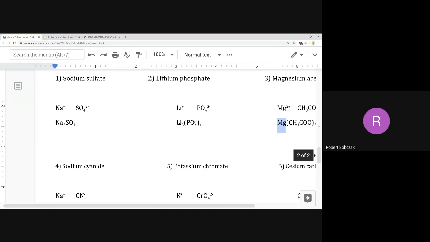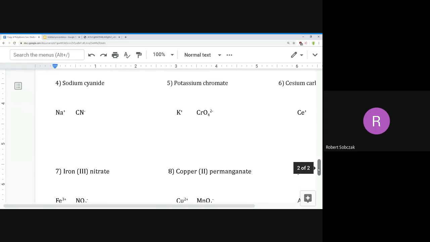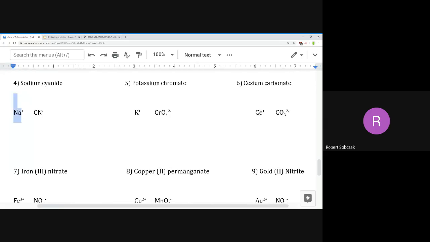Number 4, sodium cyanide. Super, super easy because we've got a charge of 1. We have another charge of 1. If you crisscross 1 and 1, you don't have to write 1. So you just say Na, there's an invisible 1 there, and then CN, there's an invisible 1 there. You're done.